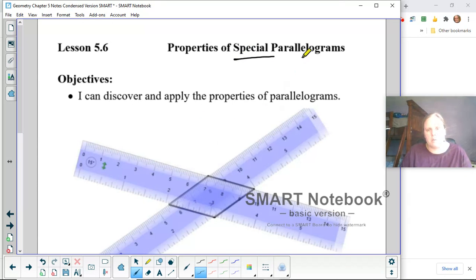So you've already talked about parallelograms and how they have opposite sides parallel. Well, there are multiple quadrilaterals that can be considered as parallelograms, even though they have a more specific name. So our objectives today are to be able to discover and apply the properties of any type of parallelogram, whether they are fancy ones like we'll learn today or just a normal parallelogram.